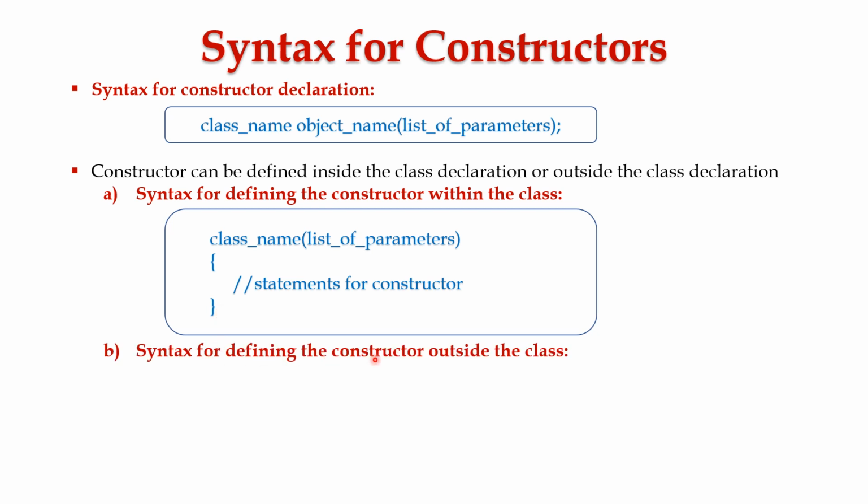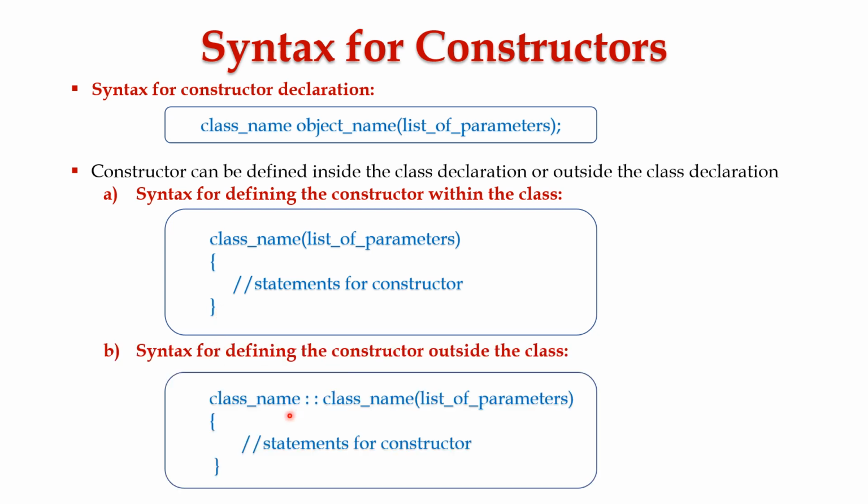Next, syntax for defining the constructor outside the class. So class name, scope resolution operator, followed by class name and list of parameters. Then we have open curly parenthesis, followed by statements for the constructor to be executed, ended with curly parenthesis.